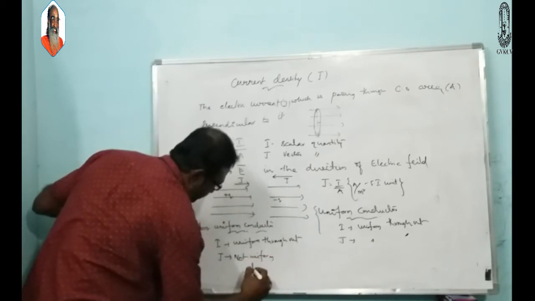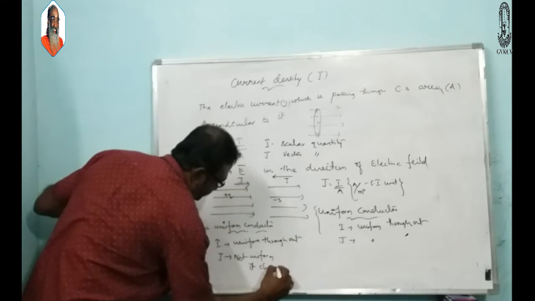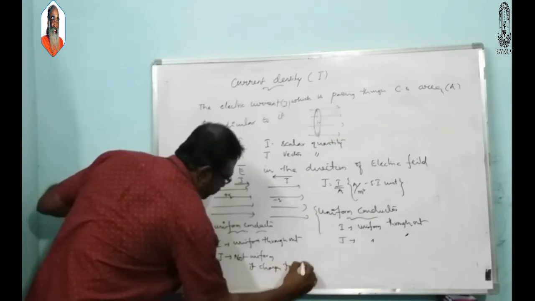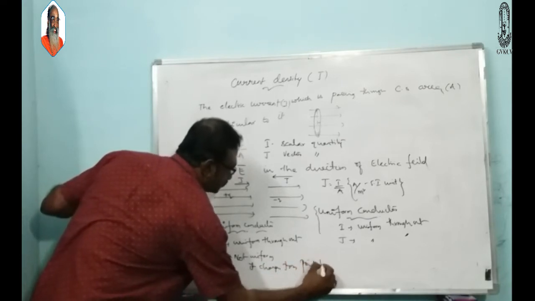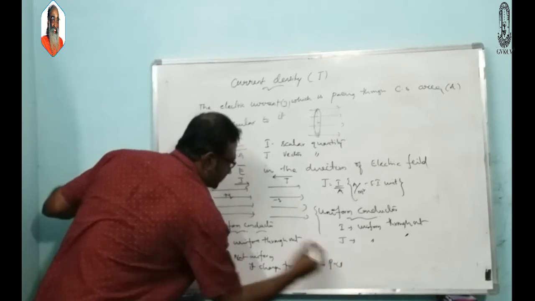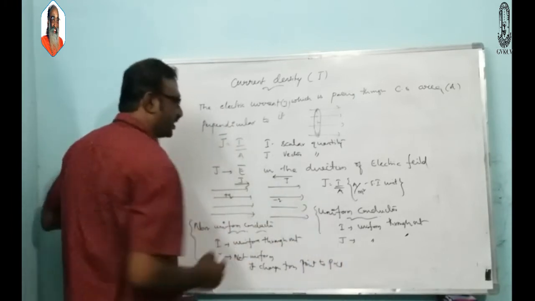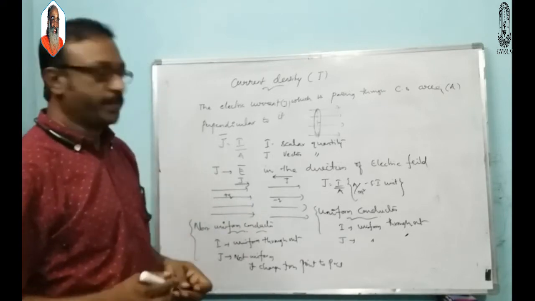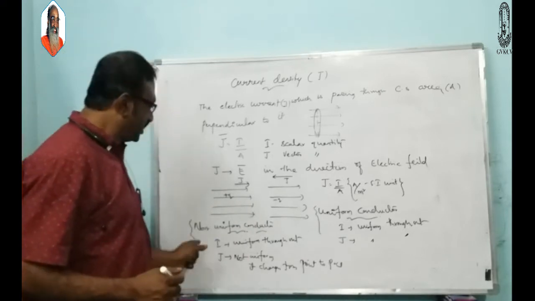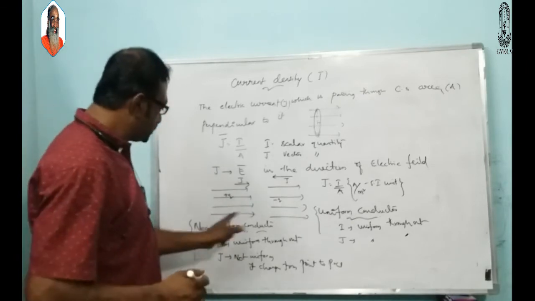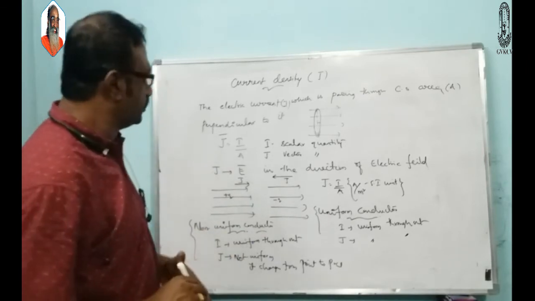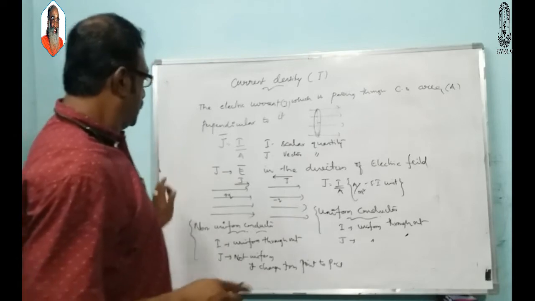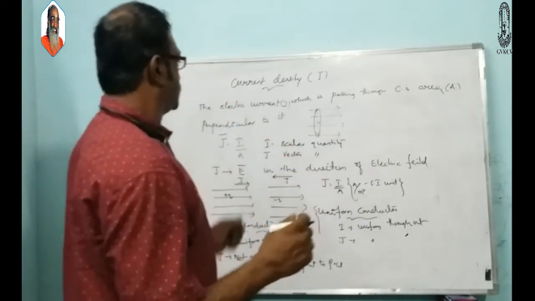It changes from point to point. Just keep this in your mind. For a uniform conductor, I is uniform throughout and J is uniform throughout the conductor. If it is a non-uniform conductor, I is uniform throughout and J is not uniform, but changes from point to point. After this, let us understand one more thing here.